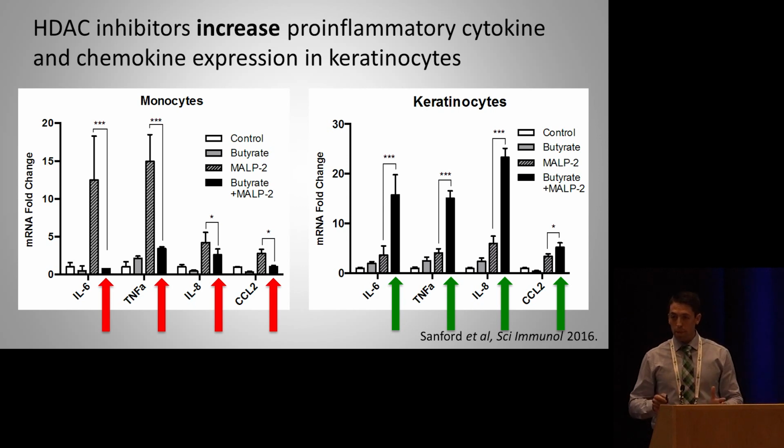However, when we do these same experiments with keratinocytes, we see the exact opposite trend. Rather than an inhibitory, anti-inflammatory effect, short-chain fatty acids such as butyrate and propionate actually promote higher levels of cytokine expression from keratinocytes following toll-like receptor activation.